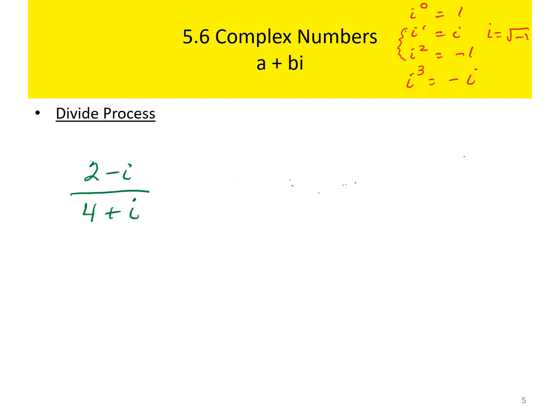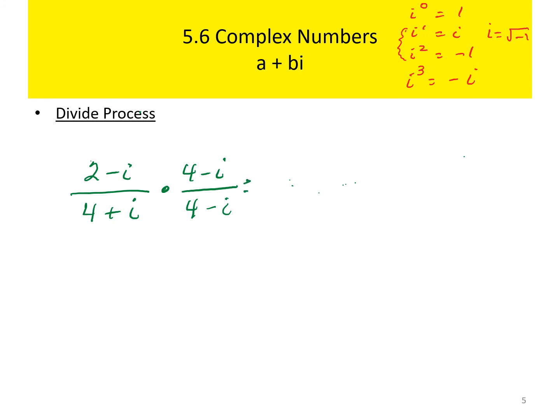We're now going to divide using complex numbers. We have 2 minus i over 4 plus i. Now remember, i is actually the square root of -1. And we've always said in the denominator, we cannot have a 0 and we cannot have a square root. So when we dealt with radicals, what we did was we multiplied the numerator and denominator by the conjugate. And the conjugate of 4 plus i is now 4 minus i. And we multiply both the numerator and denominator by that.